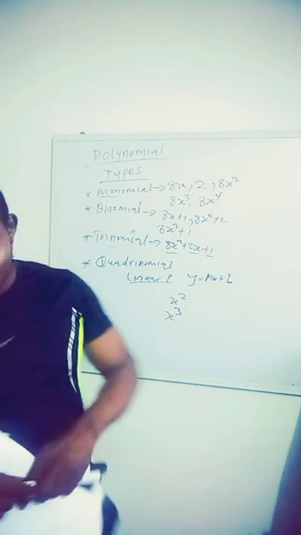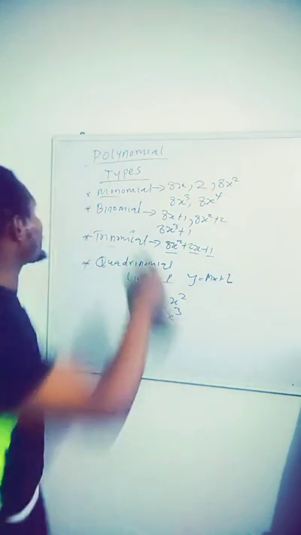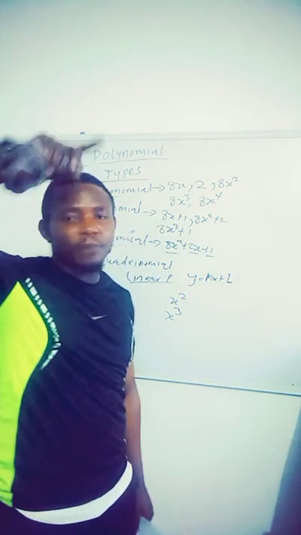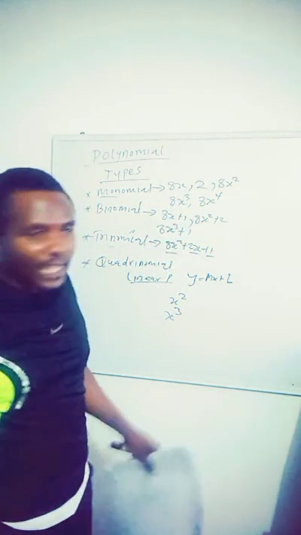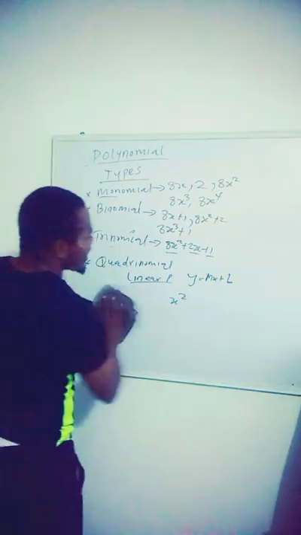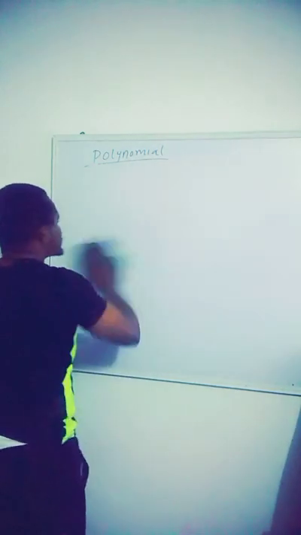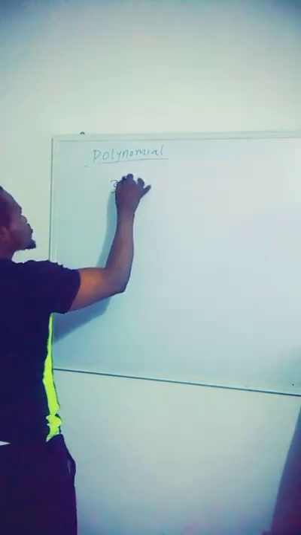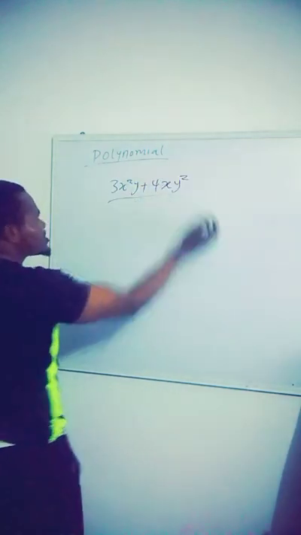You don't need all this one. I'm just explaining what you can have. When you are talking of polynomial, you don't have negative as the power, like x raised to power minus anything. Once you are just having the variable, then you are good to go. Polynomial can also have two unknown variables. So I can have something like 3x squared y plus 4xy squared. This is also a polynomial.